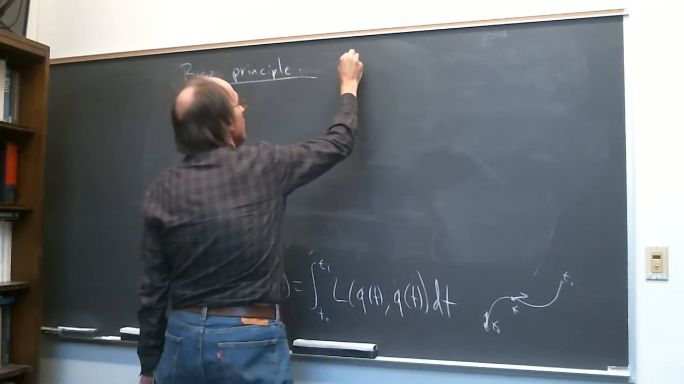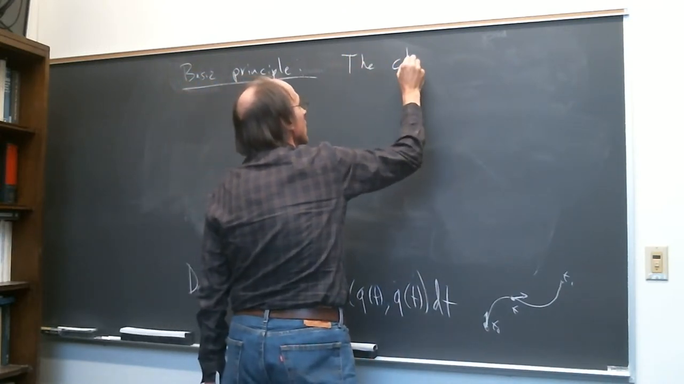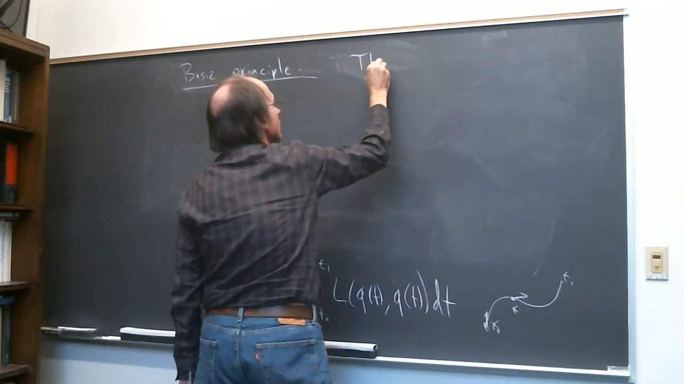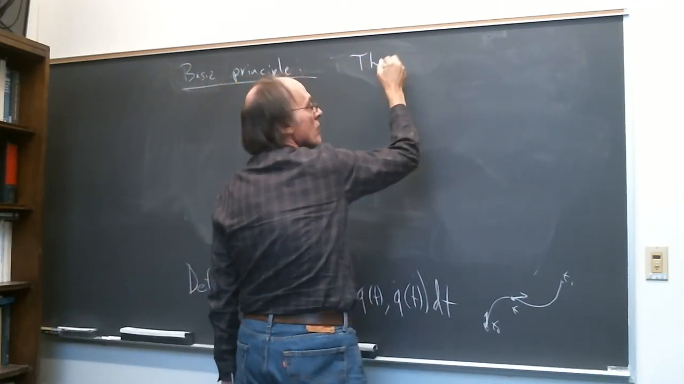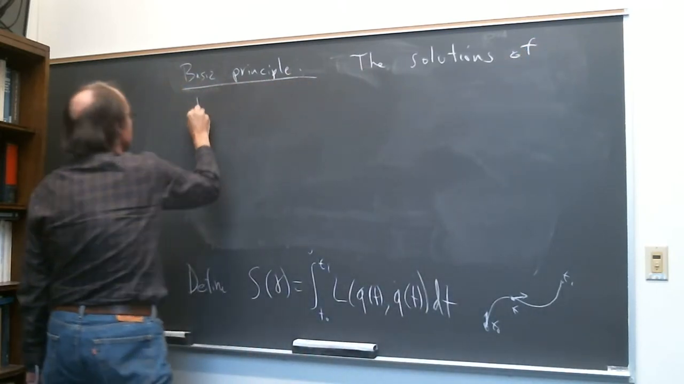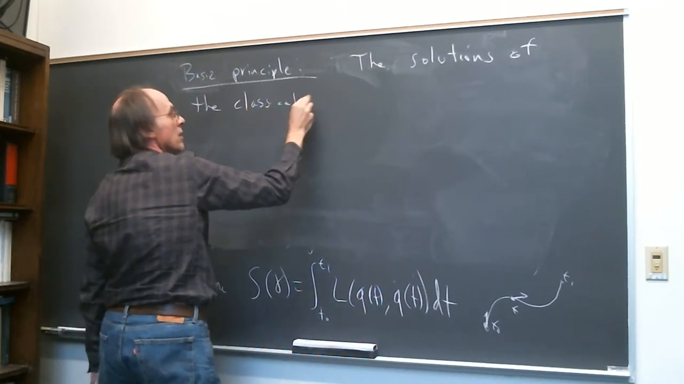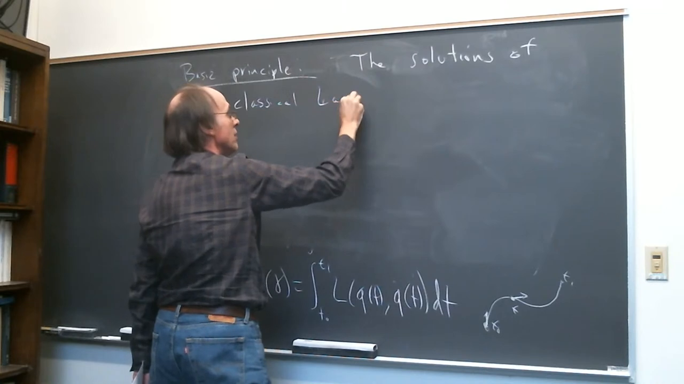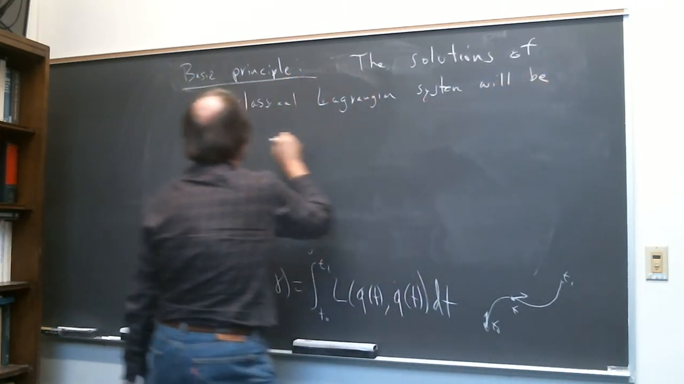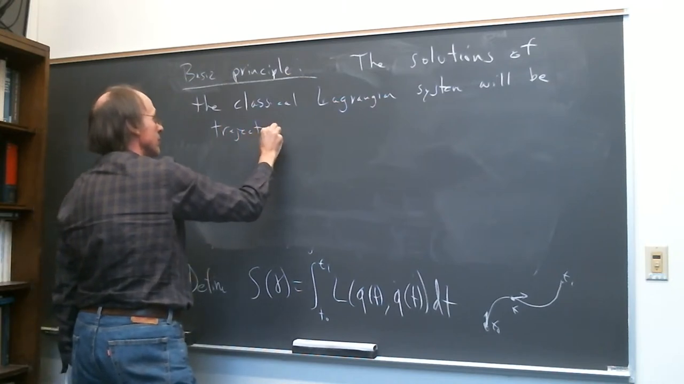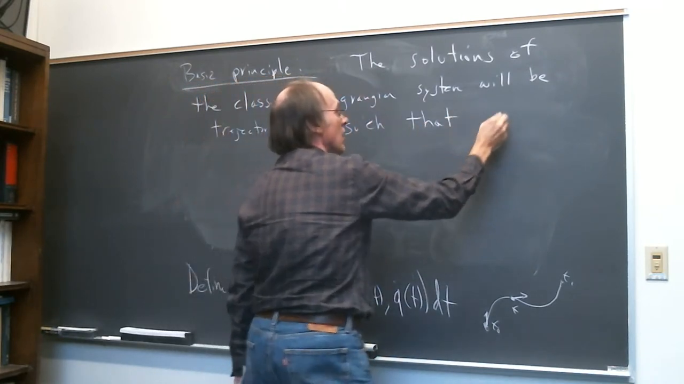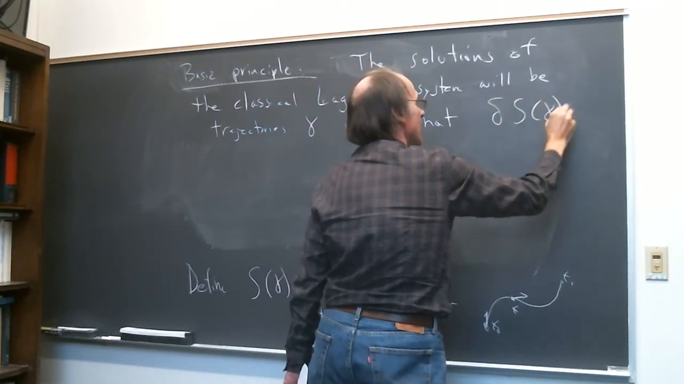Okay, the classical. So the system will evolve. The solutions will be, for a Lagrangian system, trajectories gamma such that delta S of gamma is equal to zero.